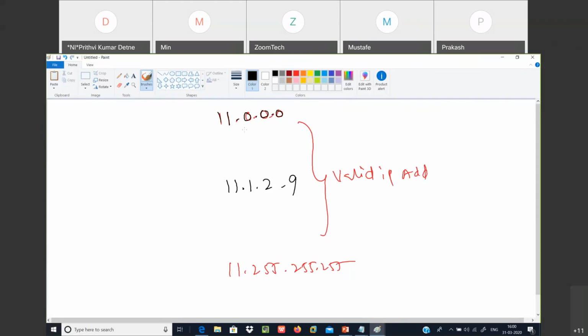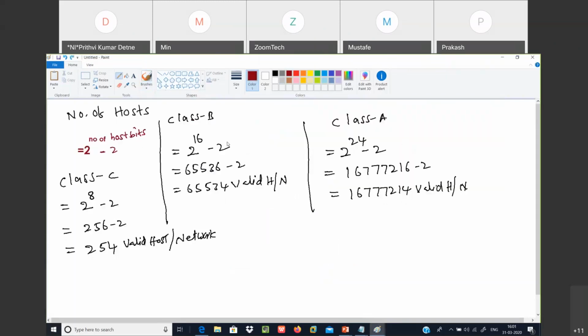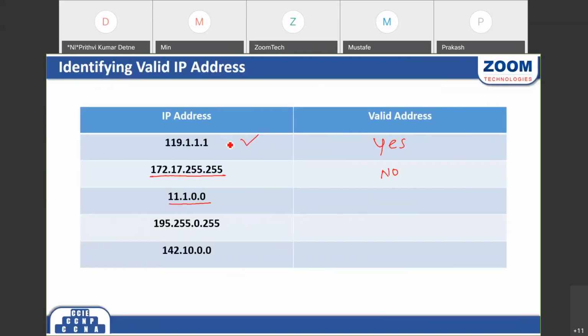11.0.0.0 is a network ID. Now, what about 11.1.0.0? Is it a valid IP address or not? Yes or no? Same question I'm asking here. 11.1.0.0 is yes, it is valid. If it were 11.0.0.0, then it is a network ID. Next question.